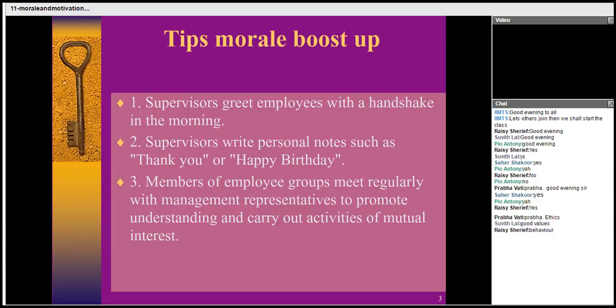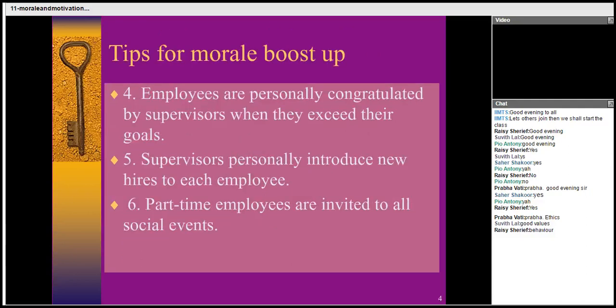Supervisors write personal notes such as thank you or happy birthday. Members of employee groups meet regularly with management representatives to promote understanding and carry out activities of mutual interest. Employees are personally congratulated by supervisors when they exceed their goals. So these are all the ways through which seniors or managers try to motivate the morale of their subordinates or their juniors.